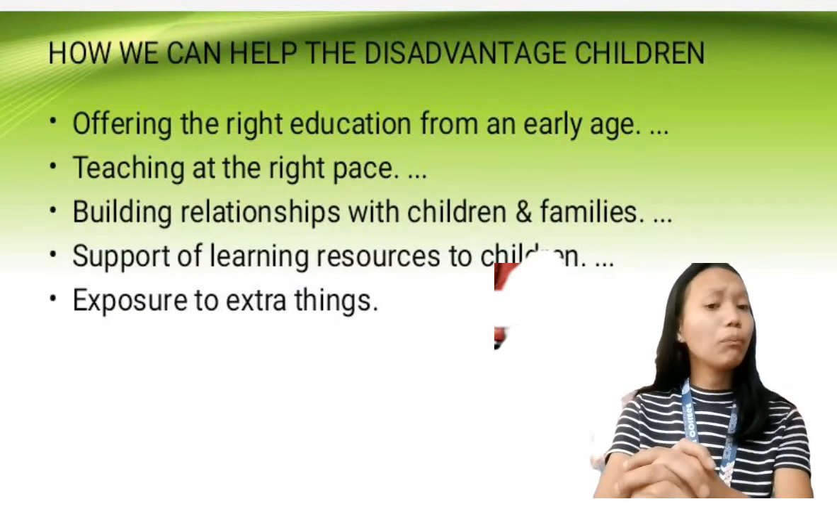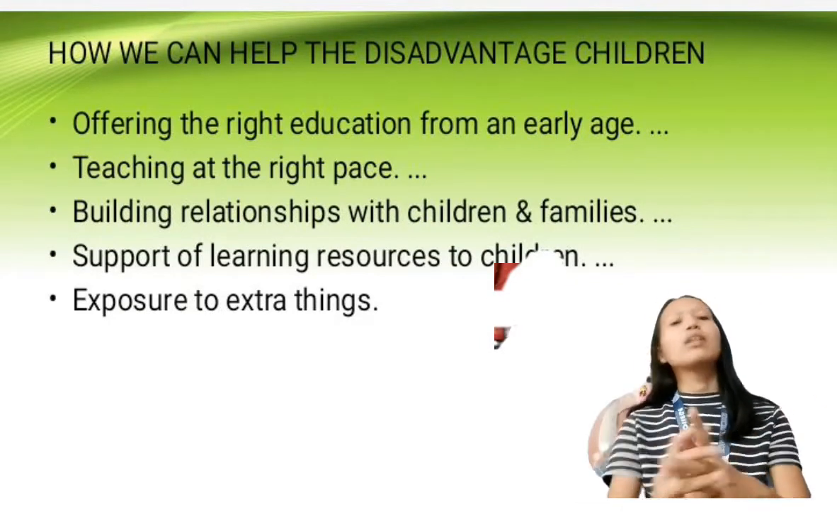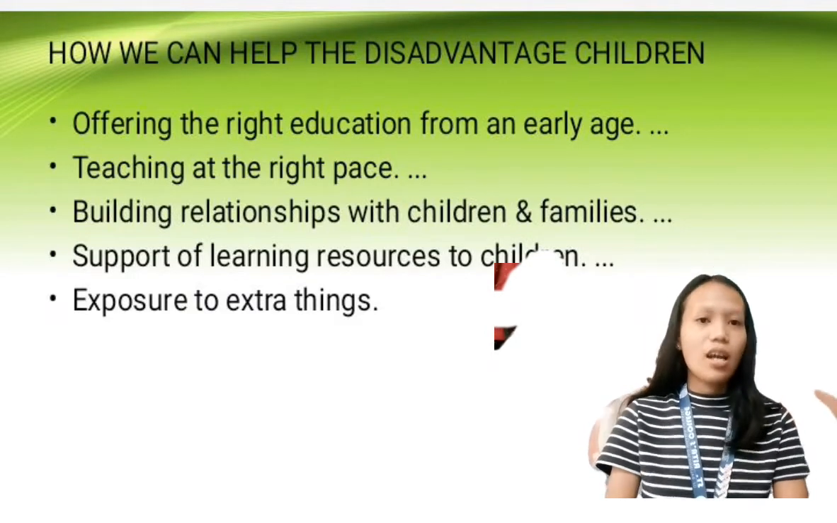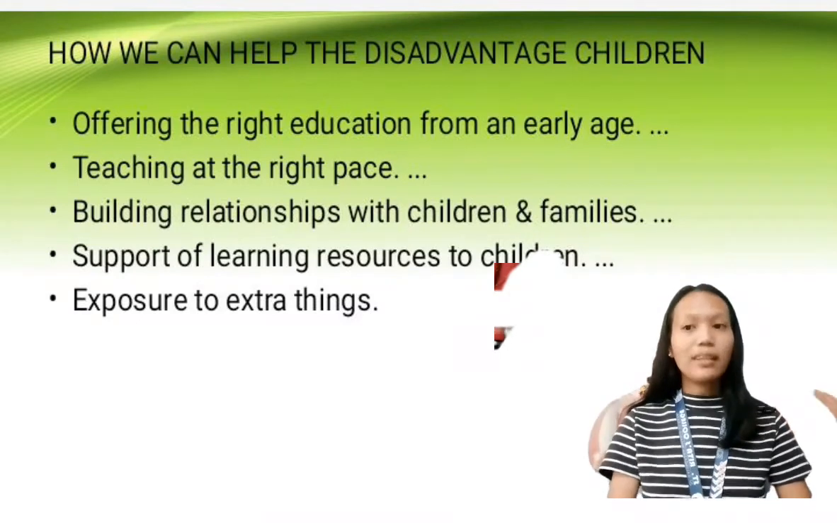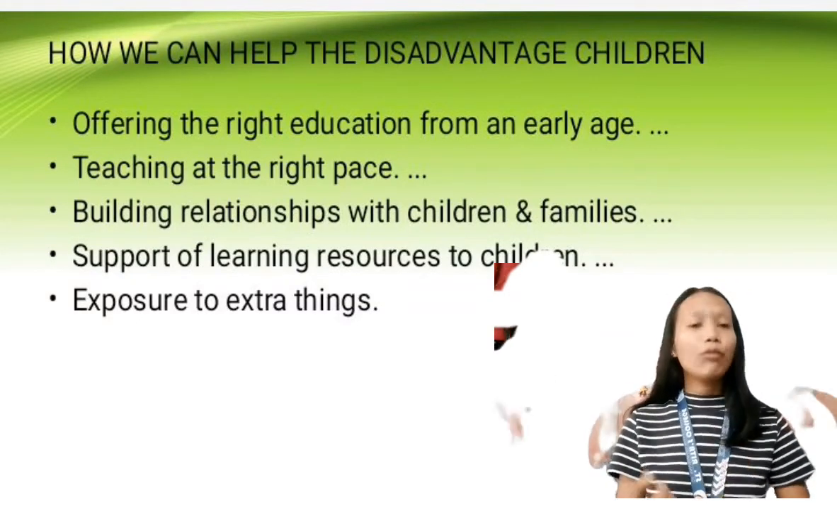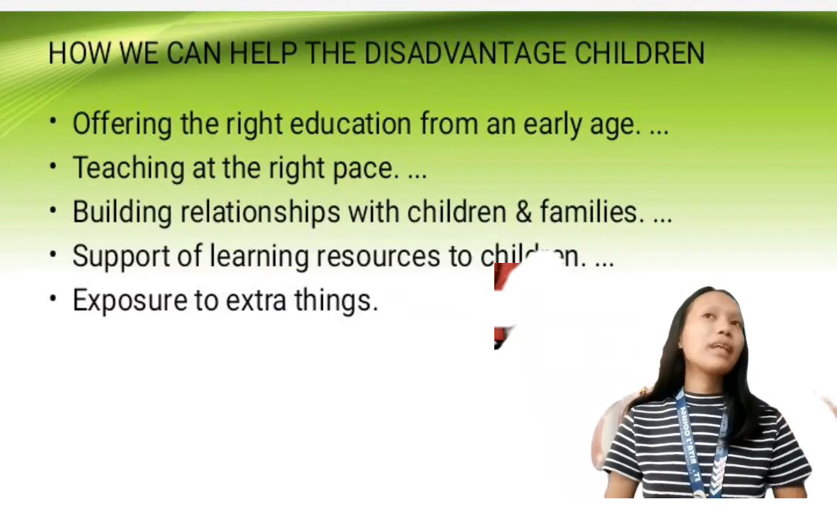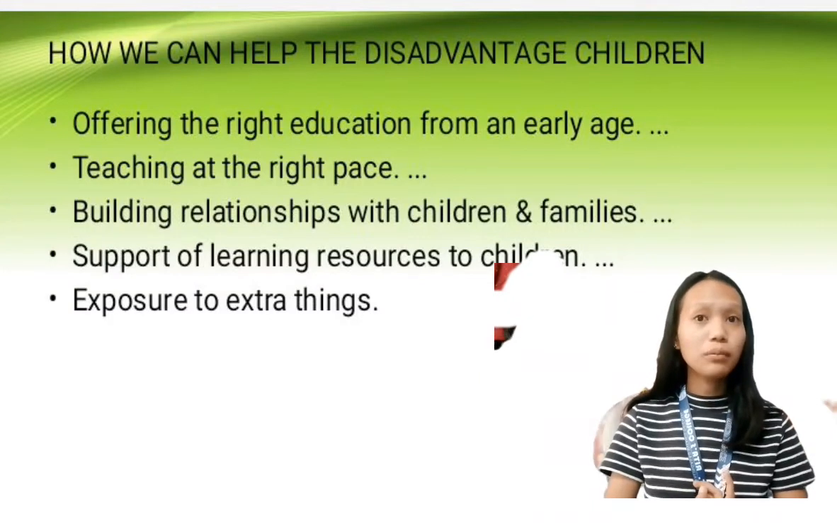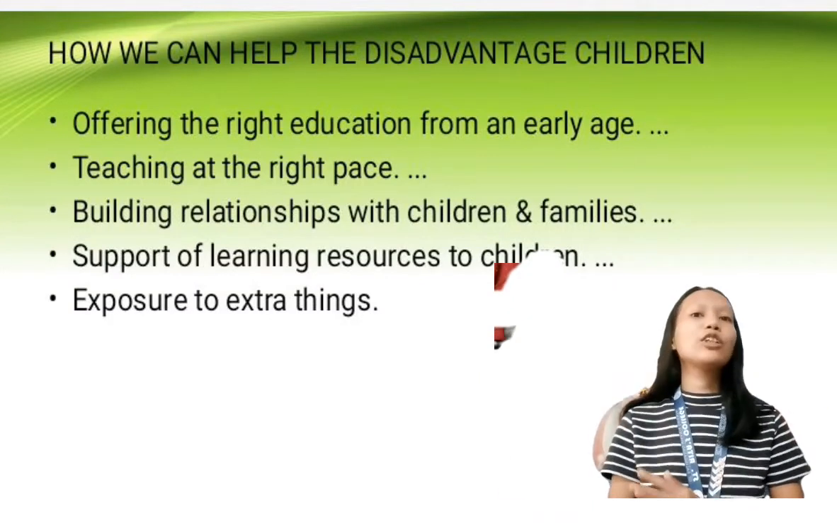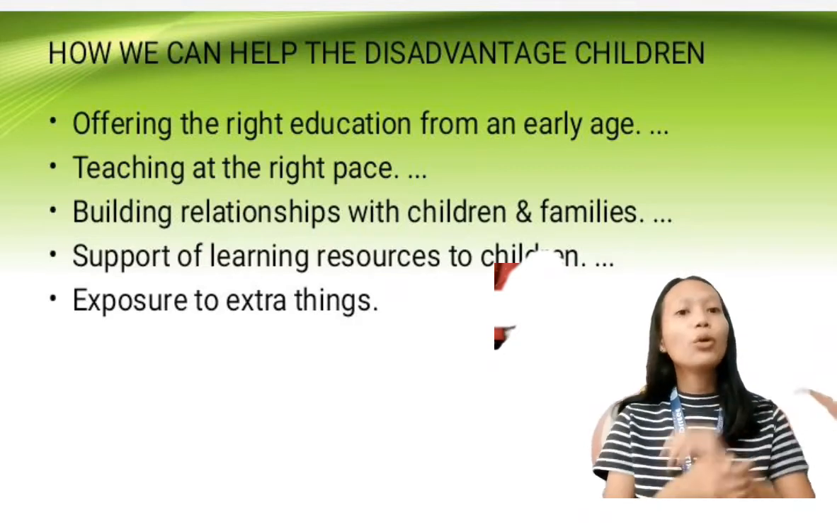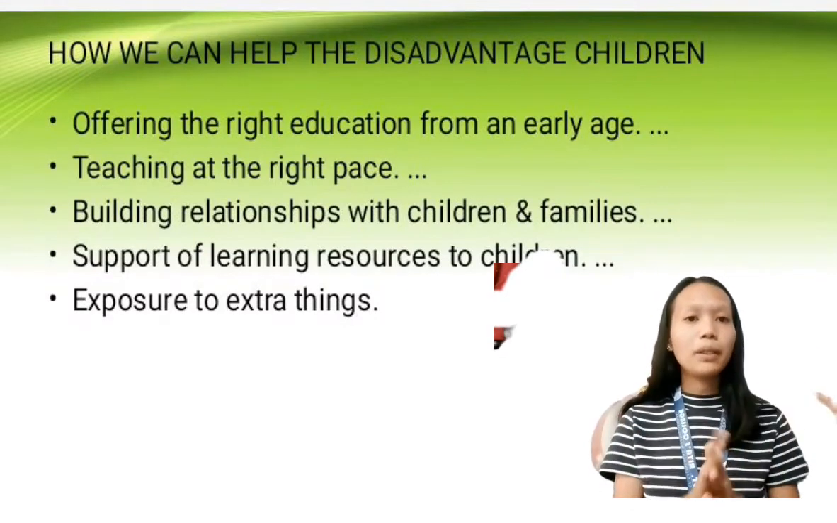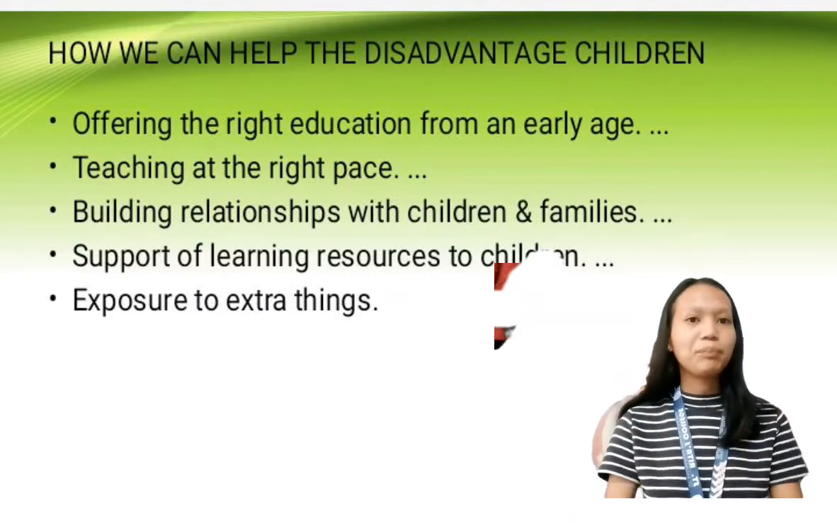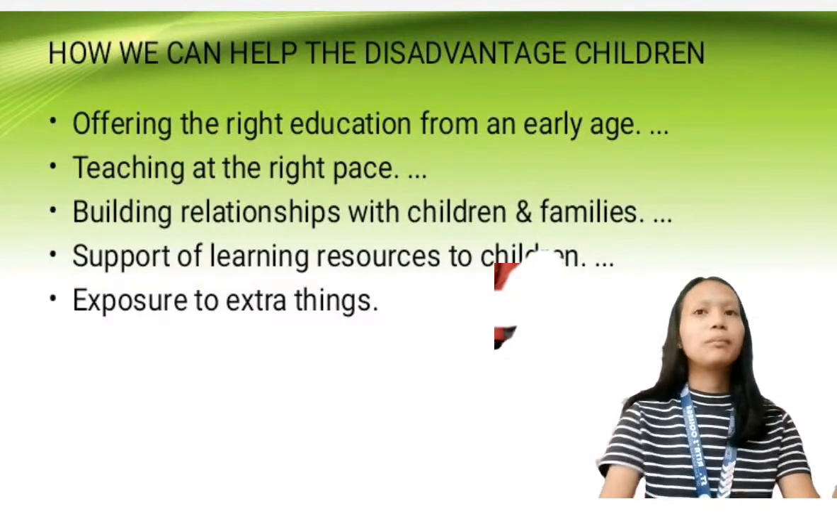So how can we help the disadvantaged children? First, offering the right education from an early age. So the students will attend school at the right age. For example, in preschool, I think the right age for attending school is 5 to 6 years old, so that the children learn early and the teacher teaches in the proper way based on their age.